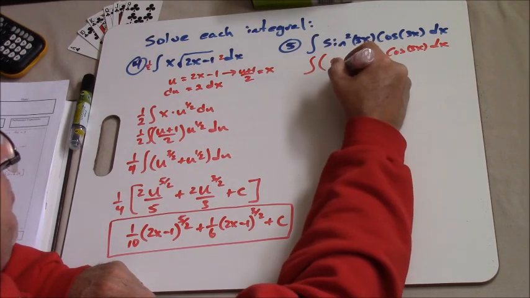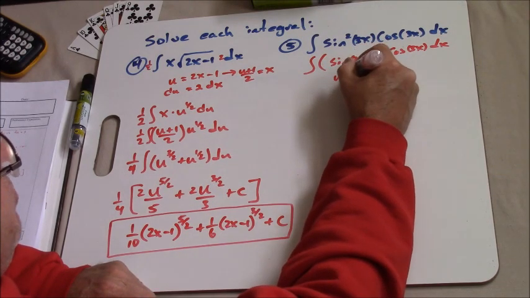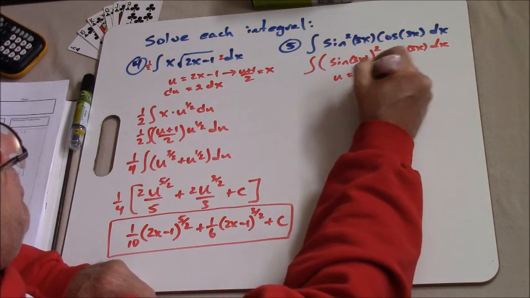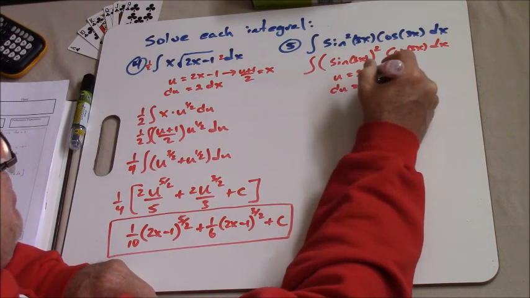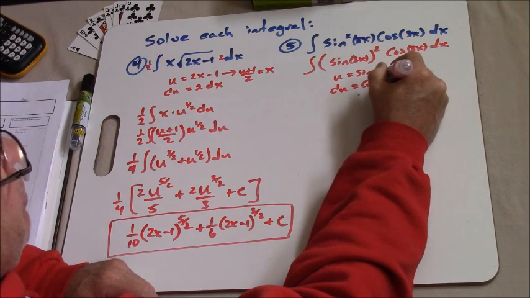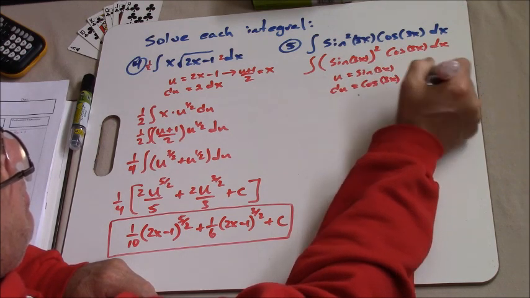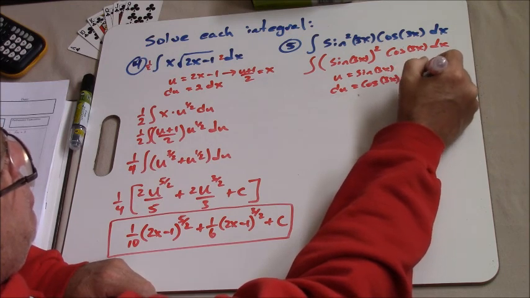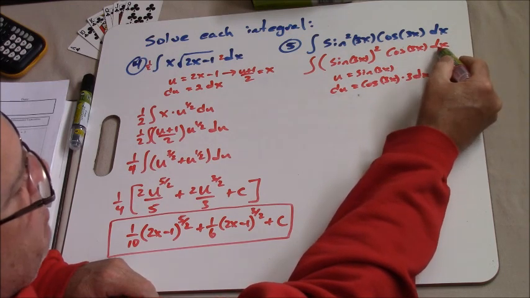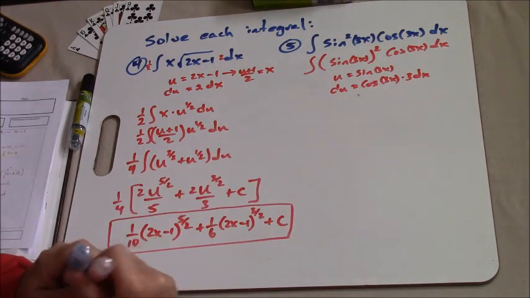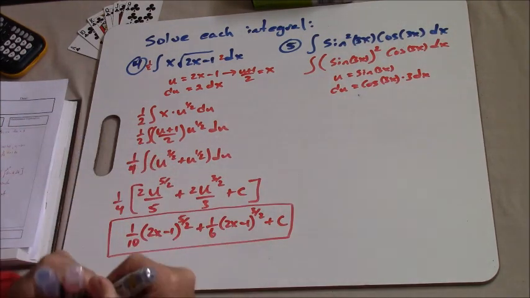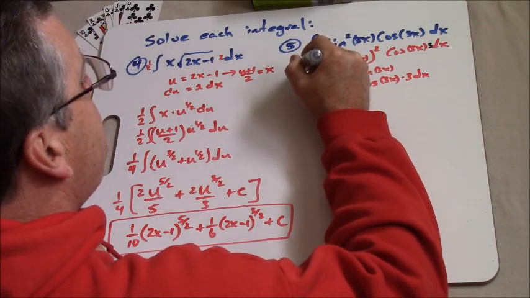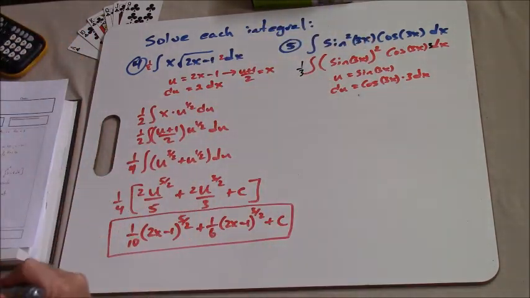Go through all the steps so that we don't make a mistake. If u is equal to sine of 3x, then du is going to be cosine of 3x times the derivative of the angle, which is 3, and I just took the derivative of x. So see, I don't see that 3 up here. So I've got to put a 3 into the problem and a 1/3 out in front.